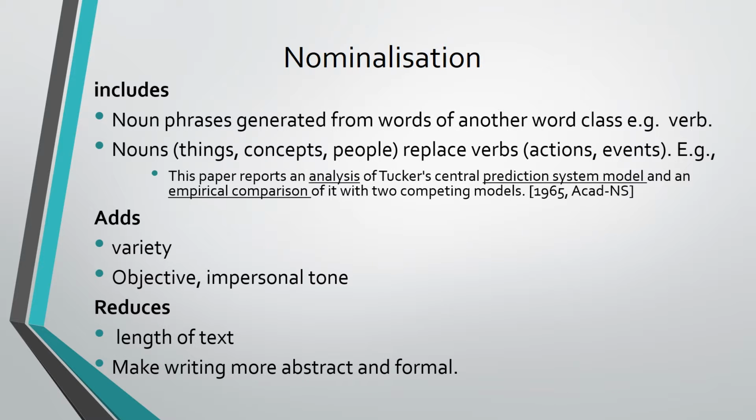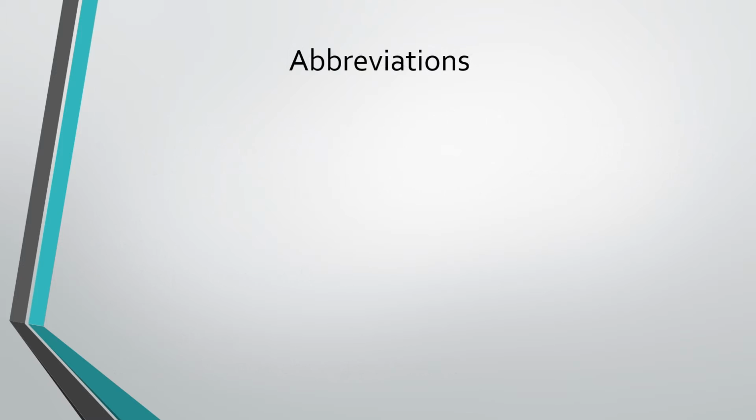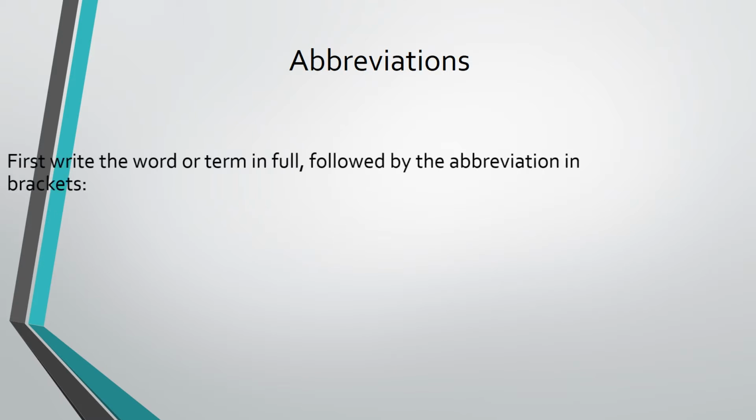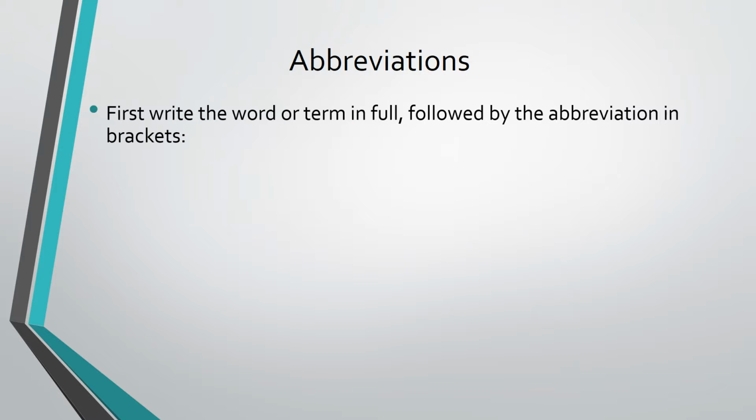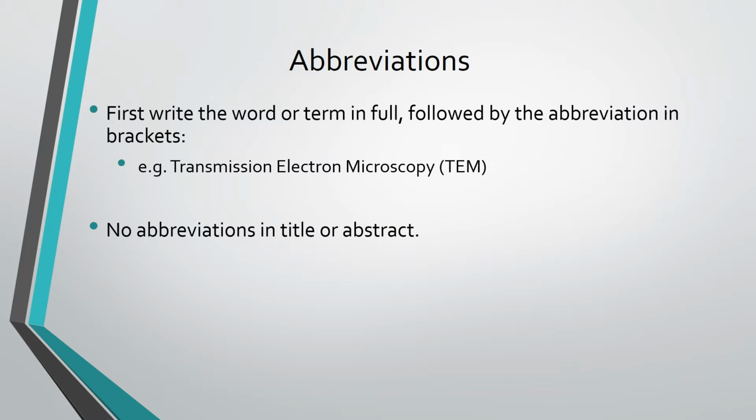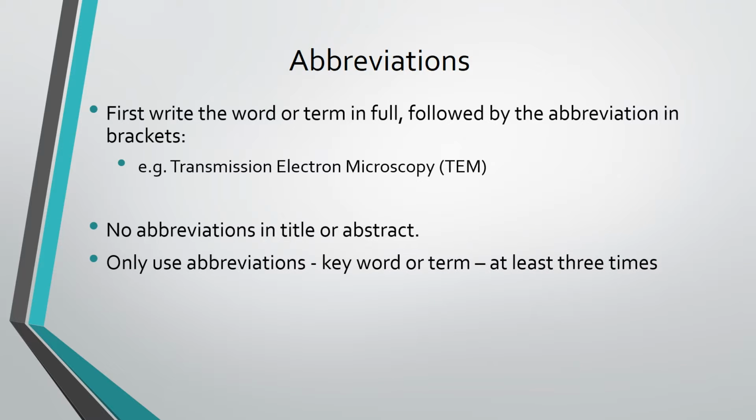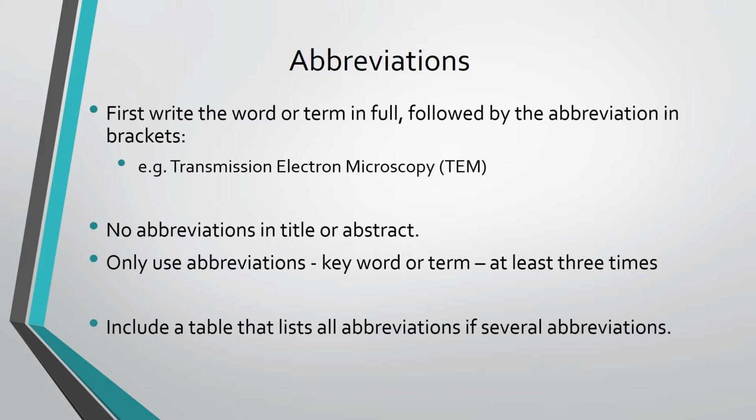You may often want to use abbreviations in your writing. When using abbreviations, you should write the word or term in full, followed by the abbreviation in brackets. Note you should not use abbreviations in the title of the report or in the abstract. Only use abbreviations when you use a keyword or term at least 3 times. You should include a table that lists all abbreviations used, if you have used several abbreviations.